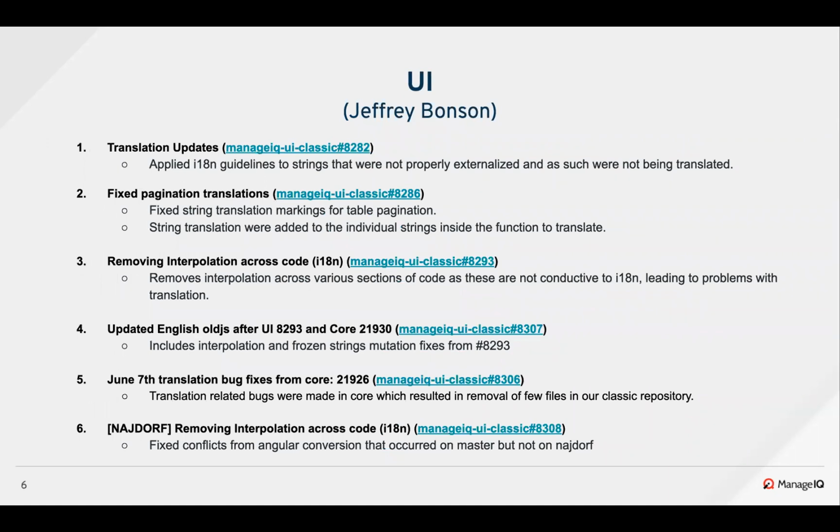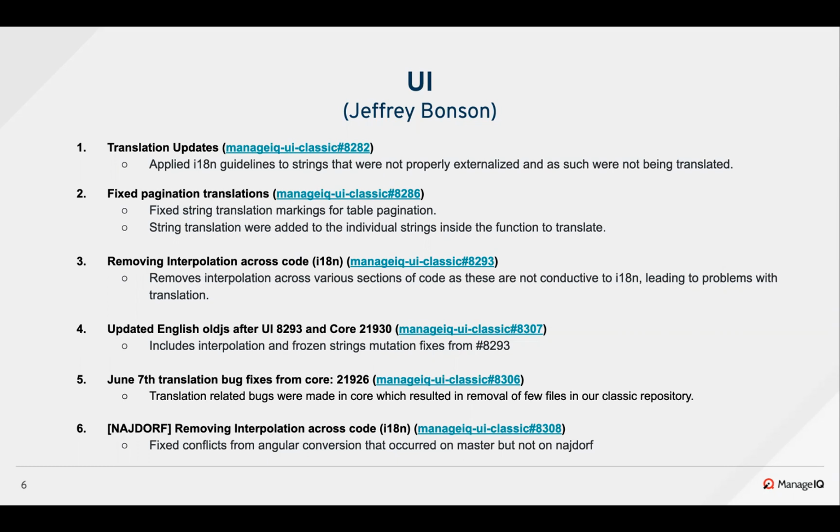So this is a list of PRs related to translation bug fixes. The first one, translation updates. Melody applied I18N rules to many strings and fixed an SVT issue related to translations. Next one, fixed pagination translations. Gilbert fixed a missing translation issue for the pagination bar in the data tables. The third one, Melody removed interpolation across various sections of code as these were not conducive to I18N rules. The fourth one, Joe updated the English JSON translation file related to Melody's PR, the third one mentioned above.